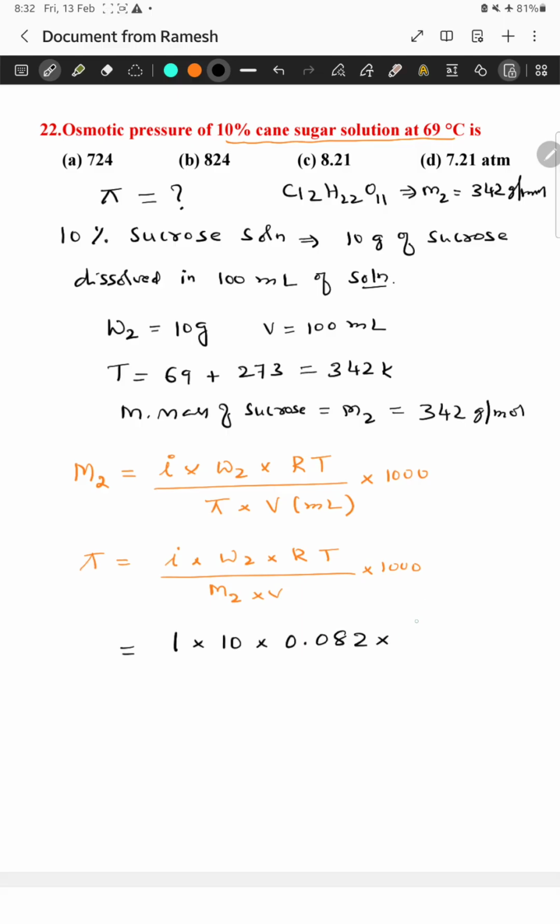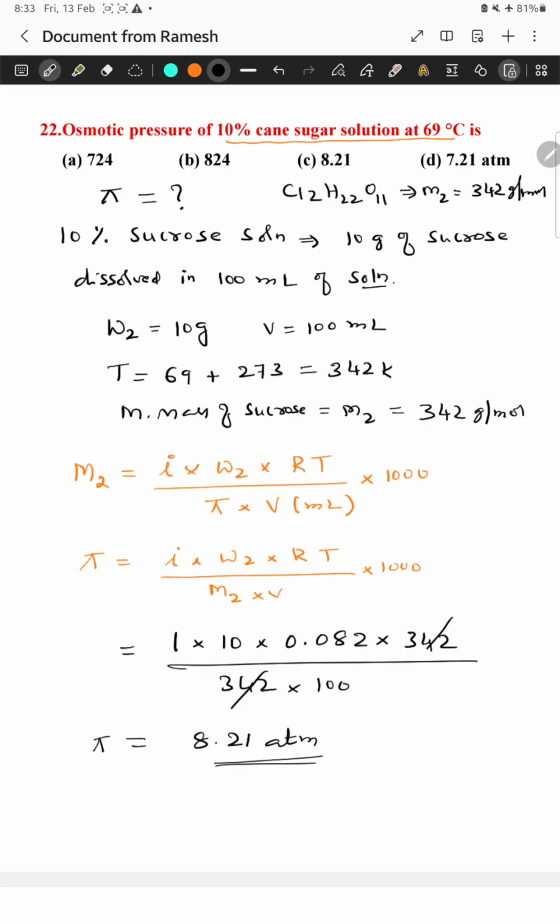That is the gas constant. Temperature in Kelvin is 342 Kelvin, divided by M2, the molar mass, which is 342, and of course the volume, that is 100. After simplification you will get the pi value. Here 342 cancels out. You simplify, and the pi value will be 8.21 atm. So 8.21 atm is there in option C. Therefore, question number 22, option C is the correct answer.